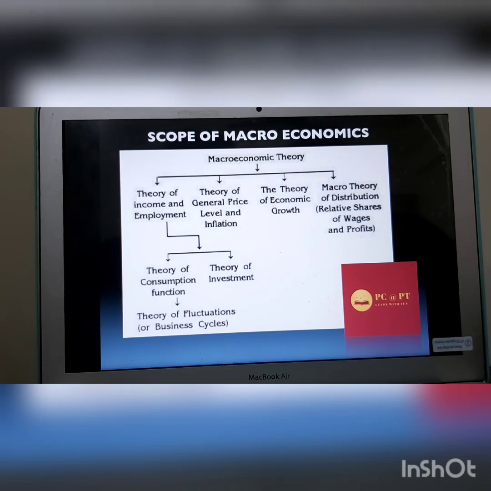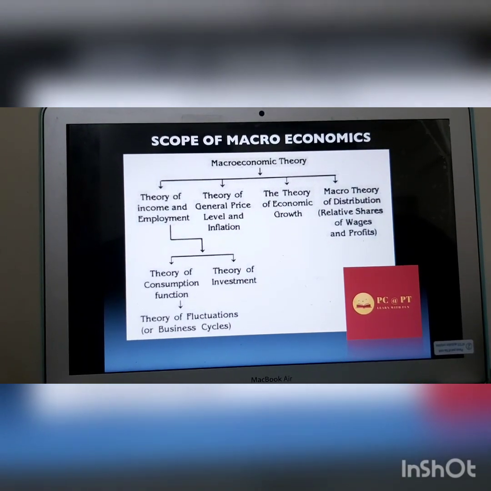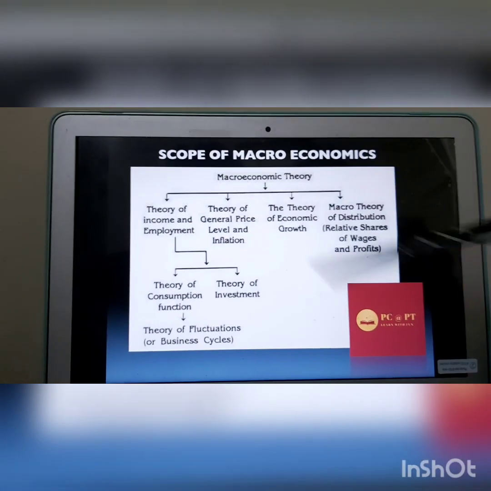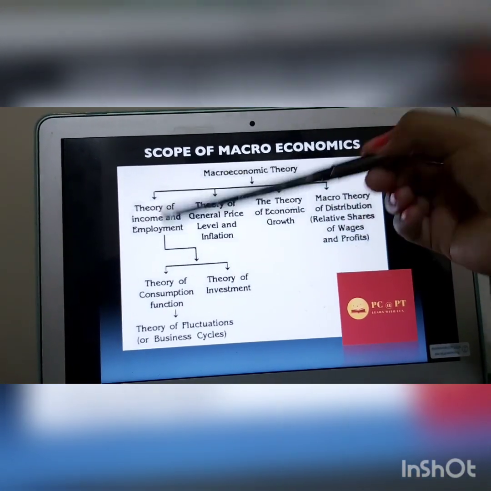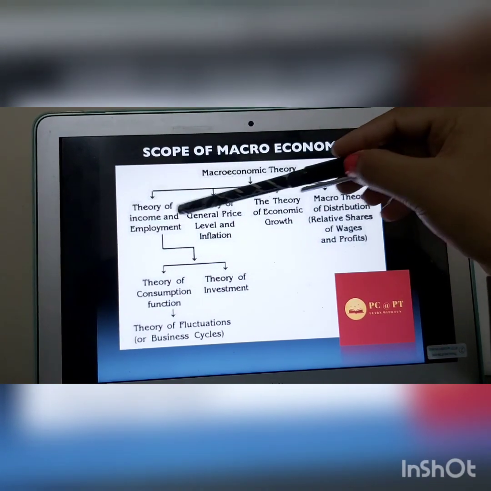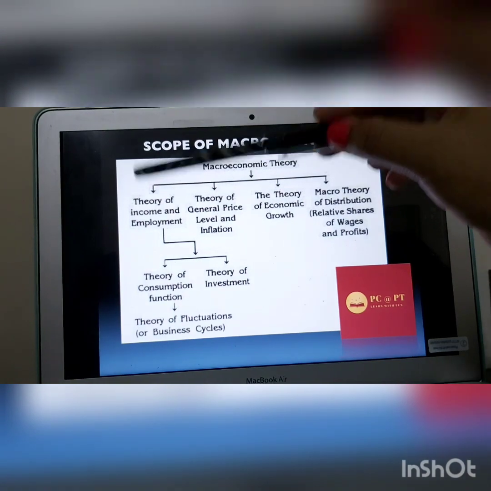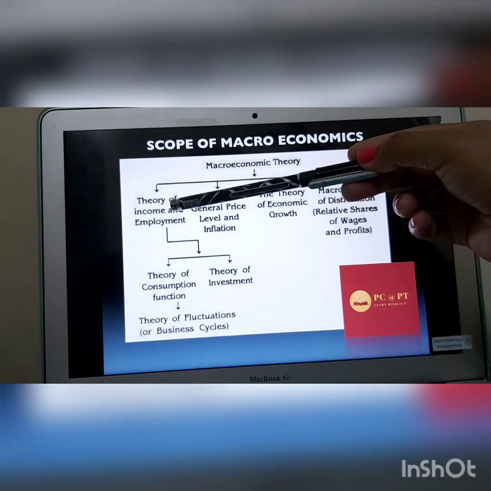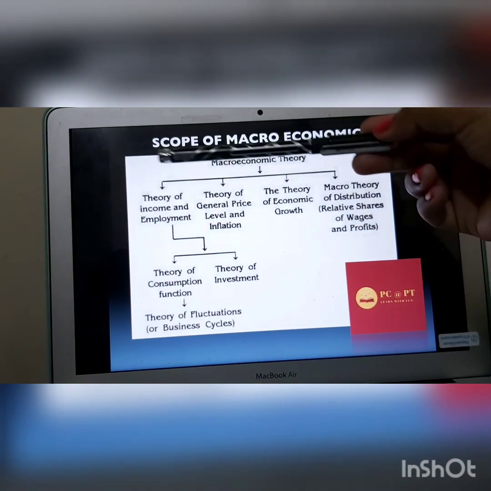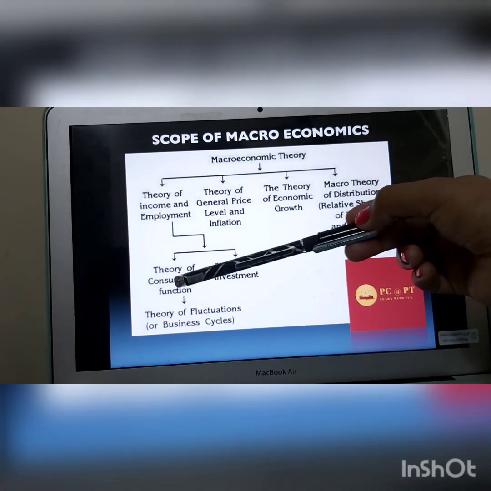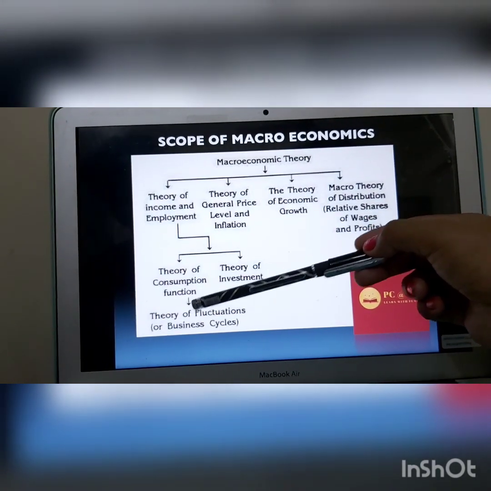Scope of macroeconomics. Now here you are going to get scope of macroeconomics divided into 4 parts. Theory of income and employment. I think this is as simple as its words. Theory of income and employment, they are related to each other. Basically, if there is work, you will get salary, I mean money will come. So if people are employed in a nation, only then they can earn income and only then they can think of consumption and investment.